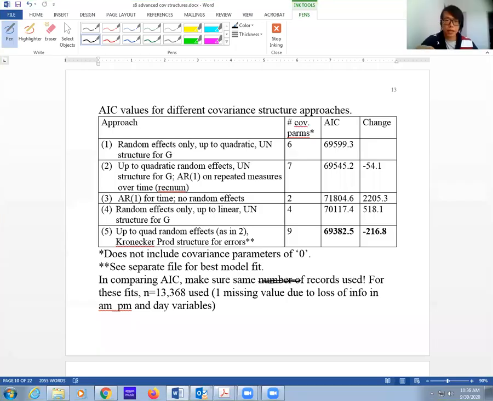So for the same data set, the model, and back to Jonathan's question: if we use the Kronecker product of two unstructured matrices in the repeated statement, does that mean we can ignore the random intercept and the random slope over there? Yeah, I think you're going to saturate your model.